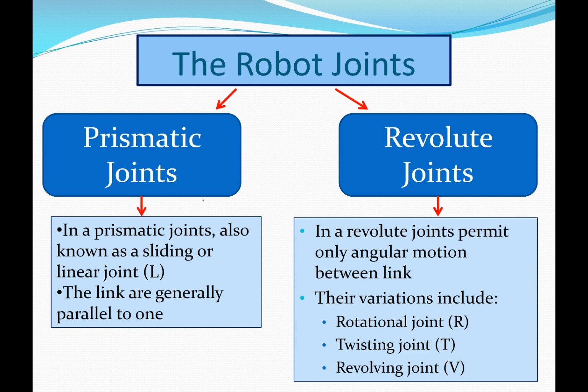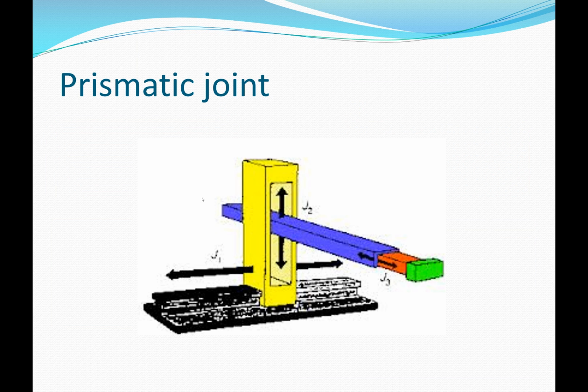So these are the two types of joints. Prismatic, which is a sliding joint. Our robot that we have in the lab does not have a prismatic joint. A prismatic joint is one that slides on a cylinder. And rotational, twisting and revolving, these are types that turn. So when we look at the prismatic, this is an example.